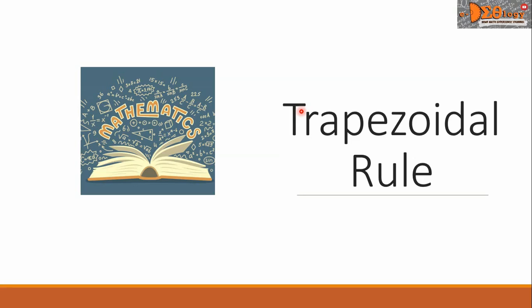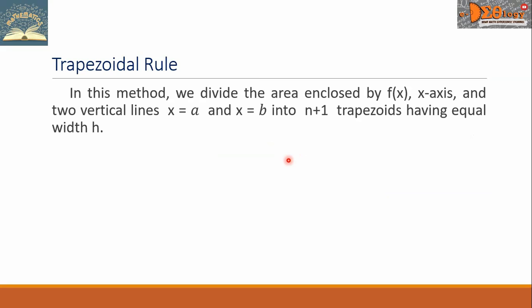Hi everyone. Today we're going to study the trapezoidal rule. In this method, we divide the area enclosed by f of x, the x-axis, and two vertical lines, x equals a and x equals b, into n plus 1 trapezoids, having equal width, that is h.